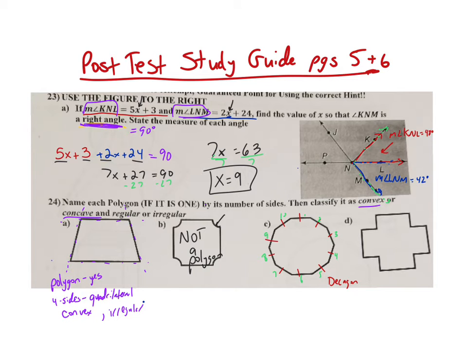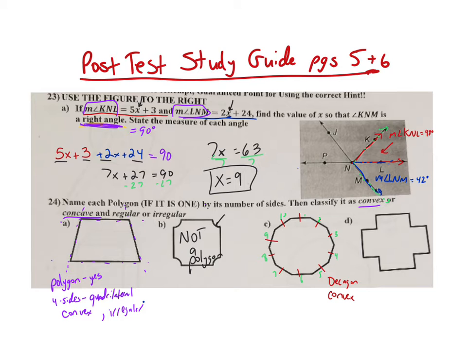All right. It is convex. Remember, all regular polygons are convex. And think about it. That's filled. There's no dents anywhere. There's nothing caving in. And if I extended all the sides, nothing would go in the center.